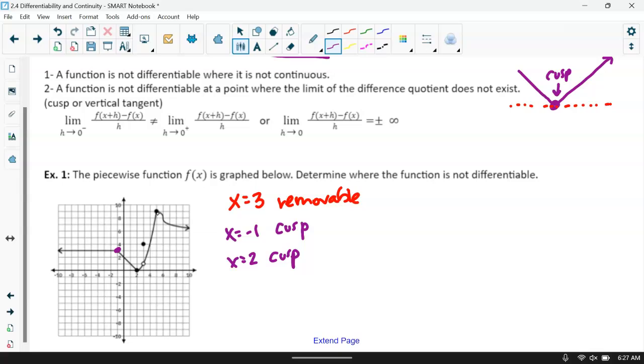So then what's another? We do have another cusp, yep, right here at x is equal to 5. So again, not differentiable. Then we also have one other area where it is not differentiable, right here at x is equal to 6. Notice how you have this section here. That is what we have, a vertical tangent. So here it is also not differentiable. So again, continuity doesn't automatically mean that it's going to be differentiable.